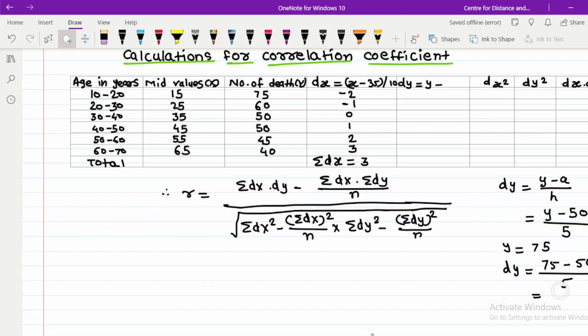which is equal to 75 minus 50, which is 25. 25 divided by 5 is equal to 5. Here dy is equal to y minus 50 divided by 5. And for the value of 75, dy is equal to 5. Then for y equal to 60, we get dy equal to 2. Then 0, 0, minus 1, minus 2.